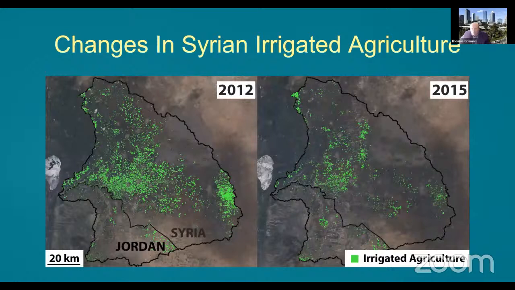Looking at Syria, in just 3 years, the amount of irrigated land totally collapsed in Syria, and we can't go back to it because once you stop farming, the desert will encroach, and it's darn near impossible to reclaim those areas.